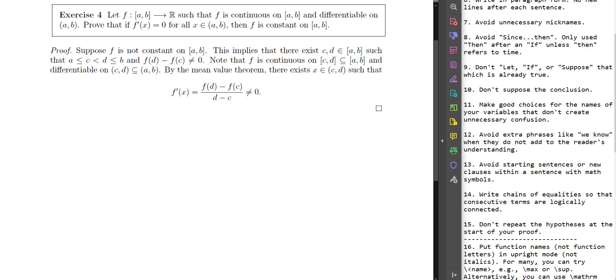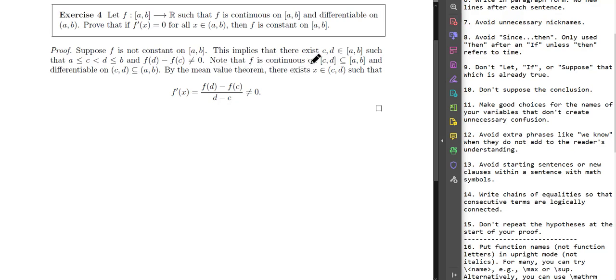Okay. So you said suppose f is not constant. We can try that. This implies that there exist elements c and d in [a, b] such that a is less than or equal to c, which is less than d, which is less than or equal to b. Okay, that's true. And f(d) minus f(c) is not 0. All right, so if it's not constant, then you can find two points somewhere in the interval that are different points and have different outputs. Okay, so this is fair.